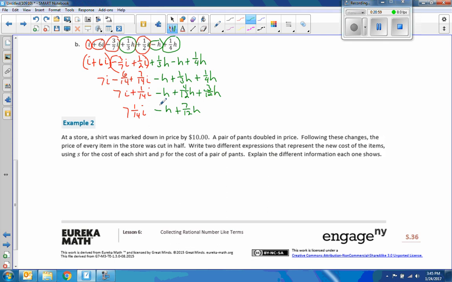Well, h is 12/12. So my final answer is going to be 7 1/14 I. And this is a negative 12/12 plus 7/12, which is a negative 5/12 h. And that is my final answer.